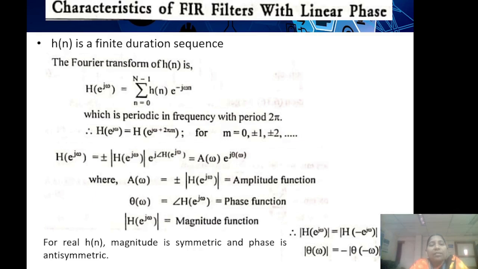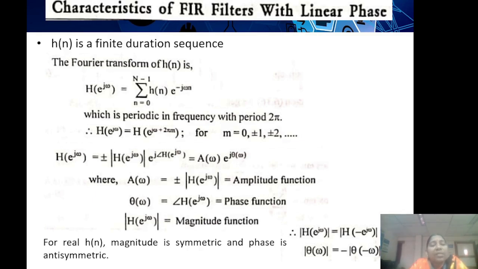So here, when we consider the signal as periodic with period 2 pi, in that case h of e power j omega becomes h of e power j omega plus 2 pi m, where m is an integer which varies between 0, plus or minus 1, plus or minus 2, etc. Now, when you take the Fourier transform of h of n, we will get the frequency response. This h of e power j omega, we call it the frequency response.